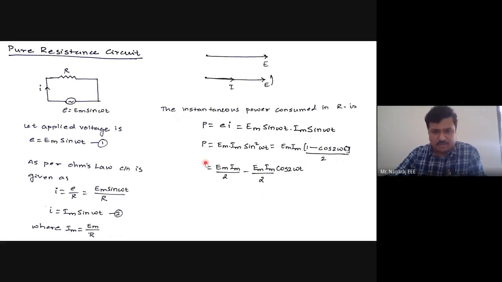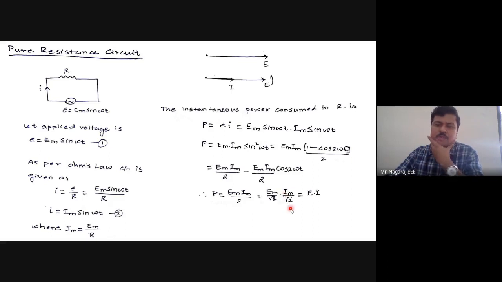So because power is scalar and the second term of the equation is a vector, the work of this term in this equation is nothing. I will eliminate it. I will simply discard it. So the equation of power becomes P equal to Em Im by 2. Or I can rewrite it as Em by root 2, Im by root 2, or E into I, where E and I are RMS values. So the power consumed by the resistance is P equal to E into I. That is the RMS value of voltage into RMS value of current.